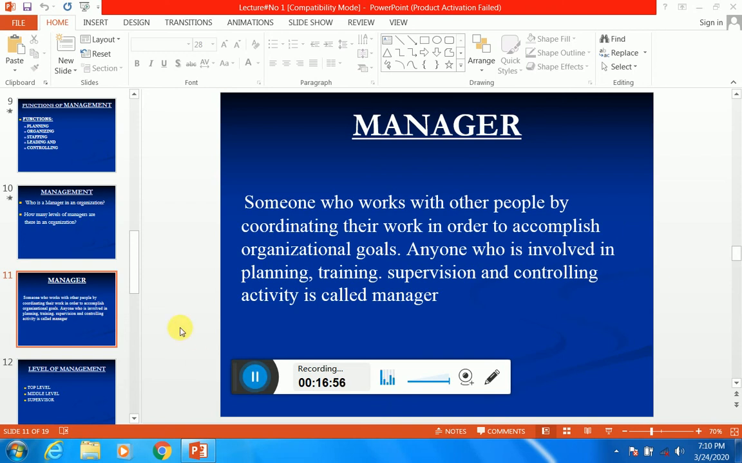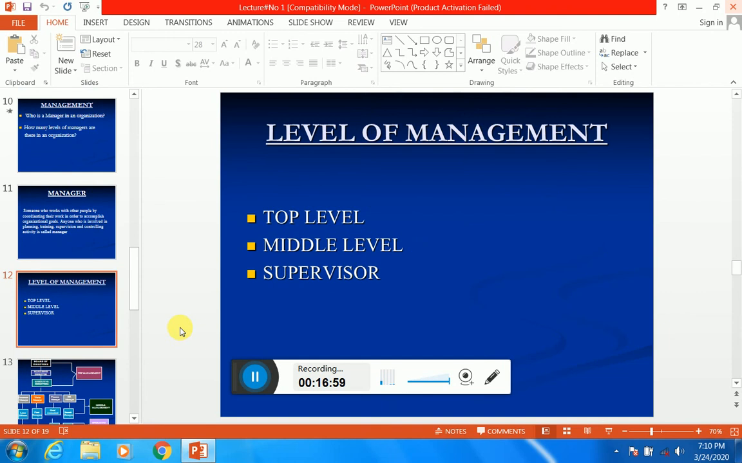Now we start our next slide, and that is about the levels of management. This slide states that there are various levels of managers who carry out the managerial functions: planning, organizing, leading and controlling. According to the level of management, we have three levels. The first level is known as top level. The second is known as the middle level or the sandwich level, and the third is known as supervisory level, or sometimes also known as first line manager.